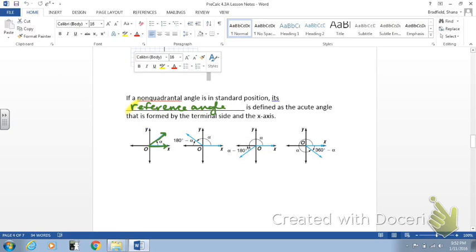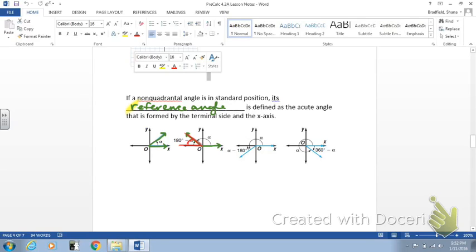Now on the second picture, again we have an initial side, and then we have an angle that opens up in the positive direction, and it's obviously not an acute angle, but our terminal side does form an acute angle with the x-axis here. So the red one is what's called our reference angle.